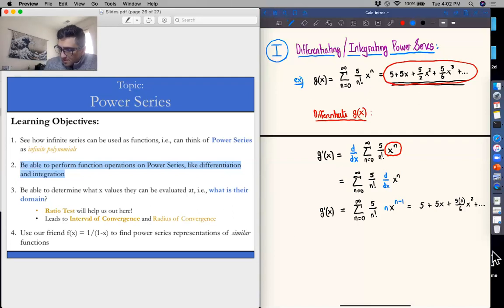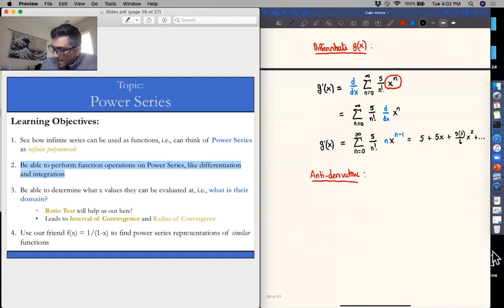All right, so let's do another example. Or actually, let's keep the same example, but this time, let's find the antiderivative. So in this case, we're looking at the antiderivative of our function g of x. So again, let's write out both sides. Our original g of x power series was a series from n equals 0 to infinity of 5 over n factorial, all times x to the n.